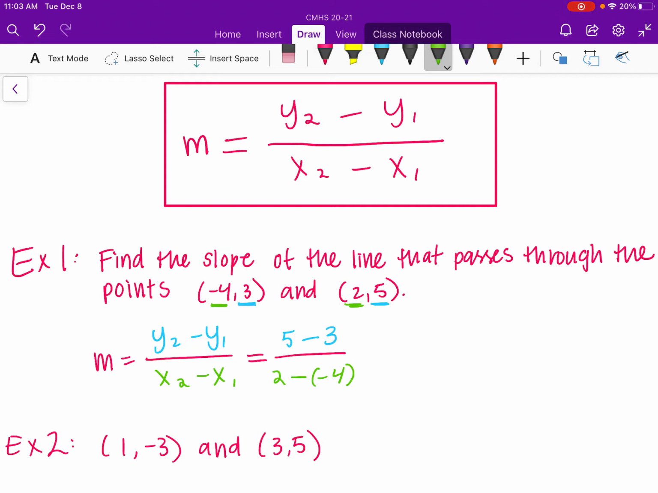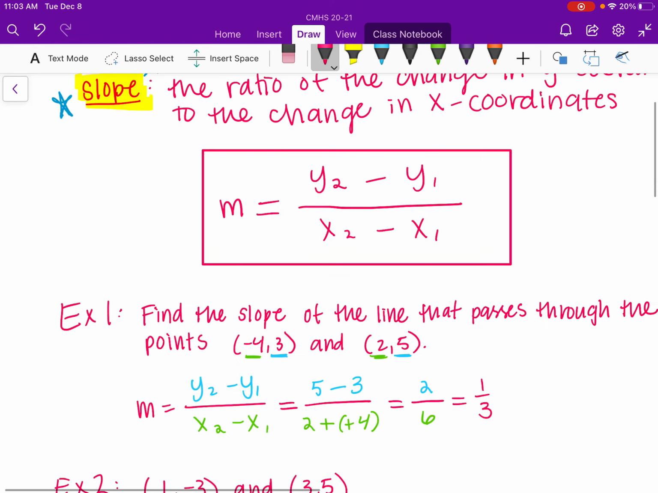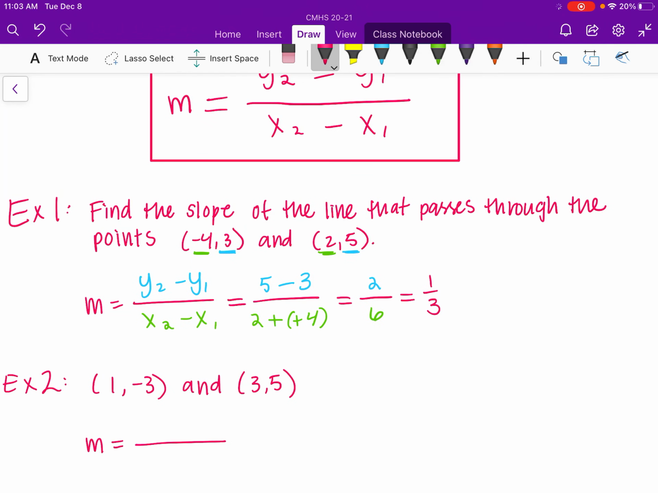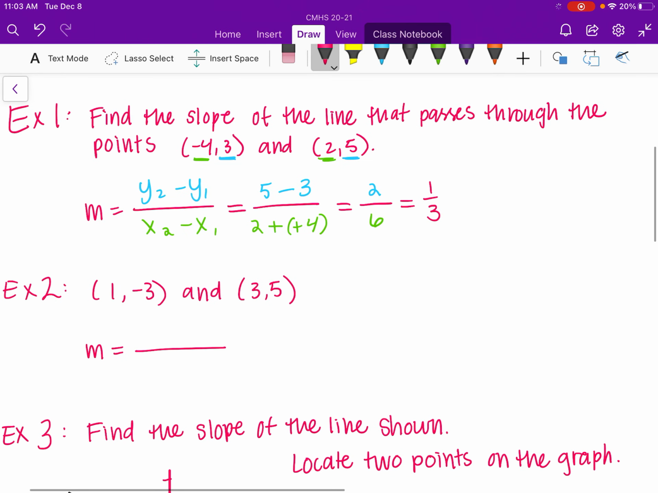Okay, I have two negatives there because it's minus a negative. Okay, so 5 minus 3 is 2, over 2 minus negative 4 is the same thing as 2 plus 4, which is 6. So 2 over 6 can reduce down to 1/3. So our slope here is 2 over 6, or 1/3. All you got to do is know the formula and plug it in.